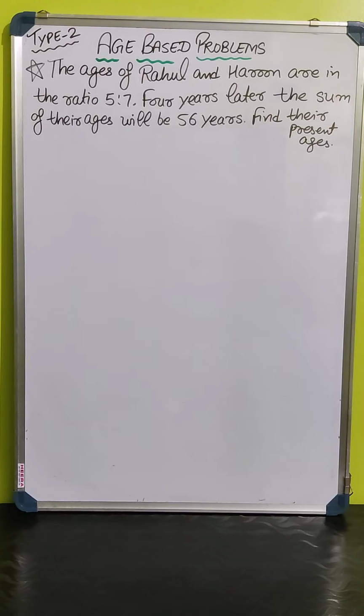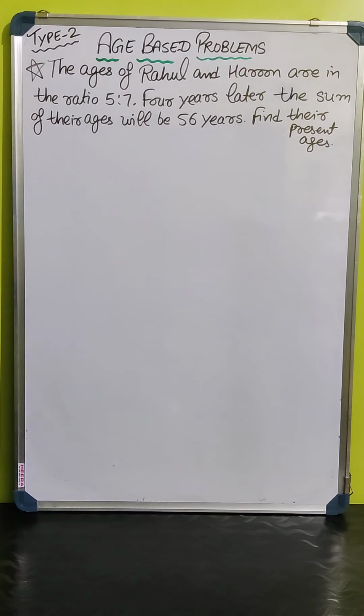Now comes the next question. The next question is: the ages of Rahul and Harun are in the ratio of 5:7. 4 years later, the sum of their ages will be 56 years. Find their present ages. Very simple.